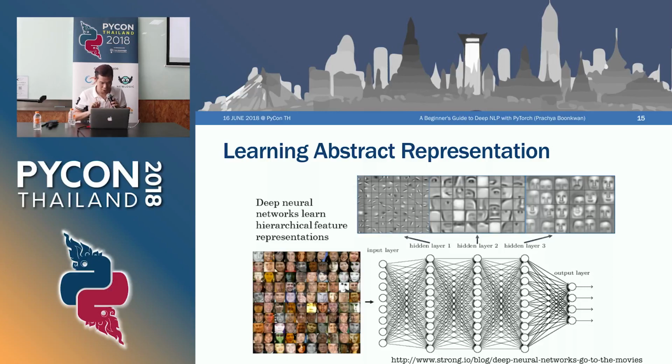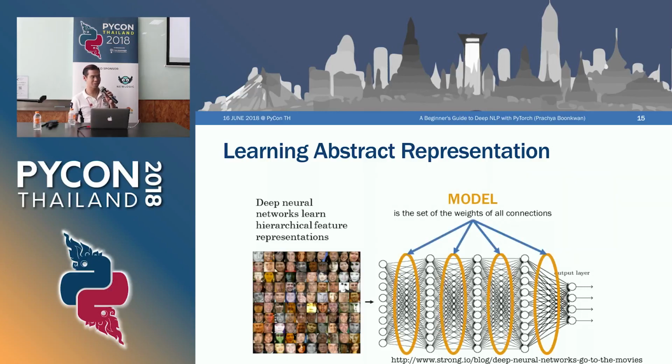Right here, right now, if we are talking about a model, it's actually the weight of each connection between each node in there, between each perceptron in here.